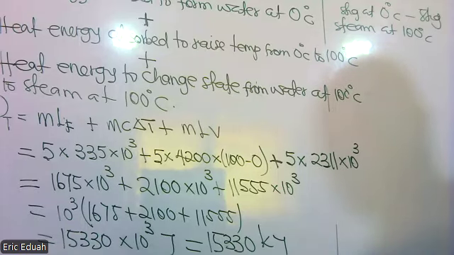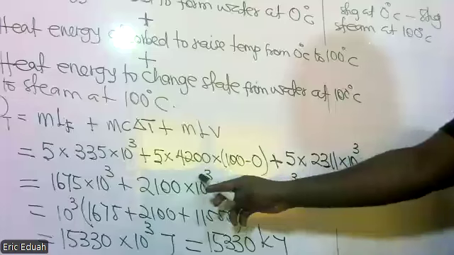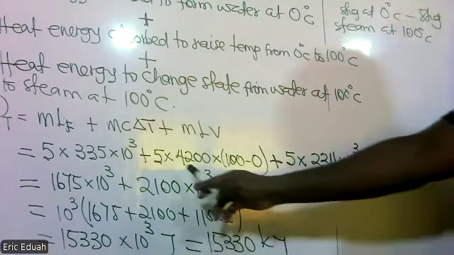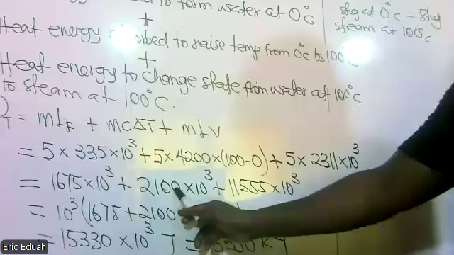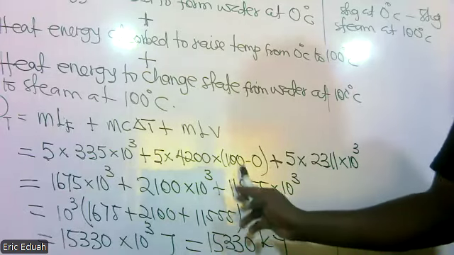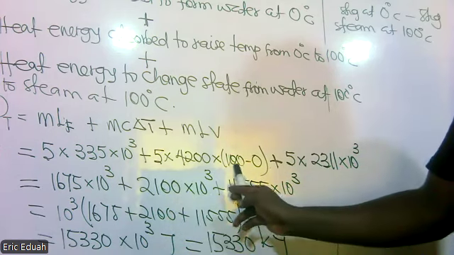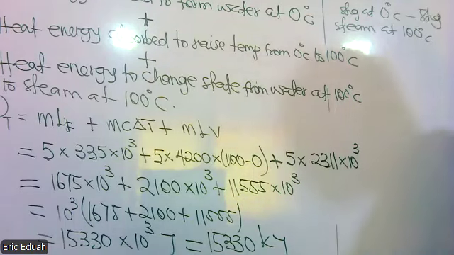4,200 times 5, this is giving me 2100, 3 zeros. Then times 100. So I just picked one of the zeros and then added to 100. The reason for which I wrote it as this.